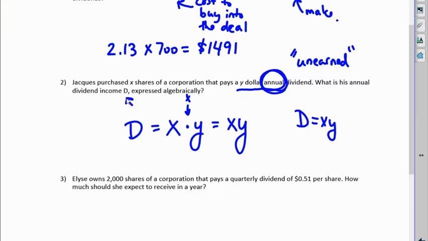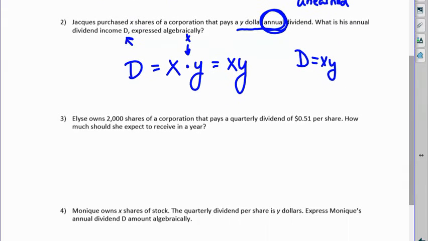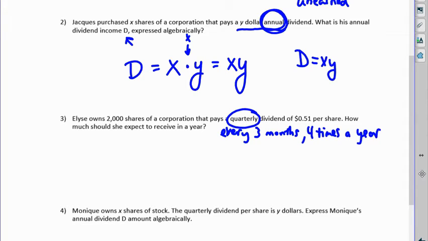okay, Lise owns 2,000 shares of a corporation that pays a quarterly dividend of 51 cents per share. How much should she expect to receive in a year? So now we have quarterly. That is every 3 months, also known as 4 times a year. So she will get paid 51 cents 4 times a year, and she'll get that for each of her 2,000 shares that she owns.